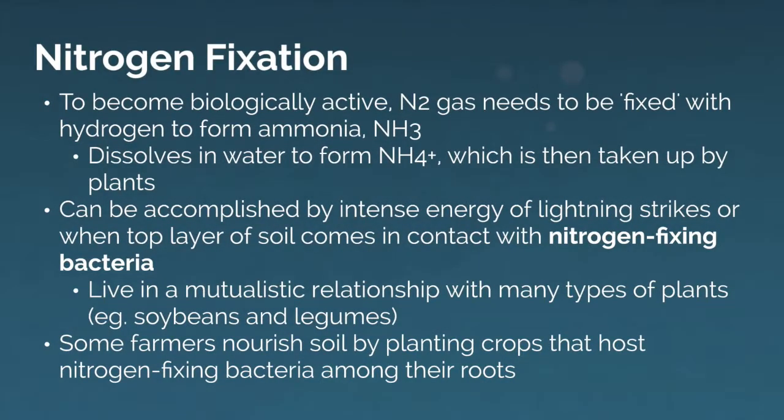Next, let's look at nitrogen fixation. To become biologically active, nitrogen gas needs to be fixed, or combined with hydrogen to form ammonia. Ammonia dissolves in water to form ammonium ions, which can then be taken up by plants. This can be accomplished by the intense energy of lightning strikes, or when air in the top layer of soil comes into contact with particular types of nitrogen-fixing bacteria. These bacteria live in a mutualistic relationship with many types of plants, such as soybeans and legumes, providing them with nutrients by converting nitrogen to a usable form. Some farmers nourish soils by planting crops that host nitrogen-fixing bacteria among their roots.